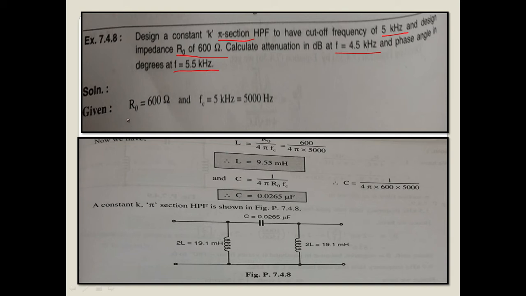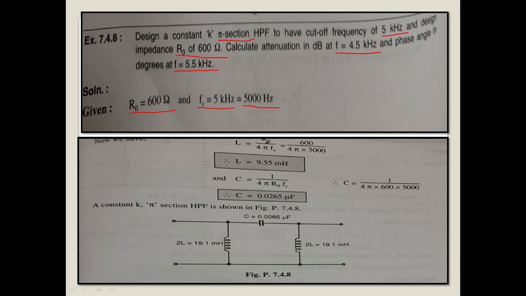So in the given data there is a design impedance R0 which is equal to 600 ohm, and your cutoff frequency fc which is equal to 5 kilohertz, that is given. Cutoff frequency is 5 kilohertz, means it is 5000 hertz. Then in case of the constant K pi section high pass filter, there is a capacitor value, and there are two inductors connected in parallel to form the pi, so that the value of L is calculated as R0 upon 4 pi fc.